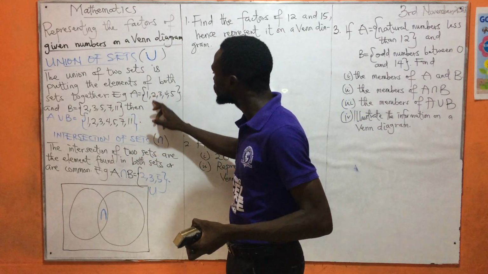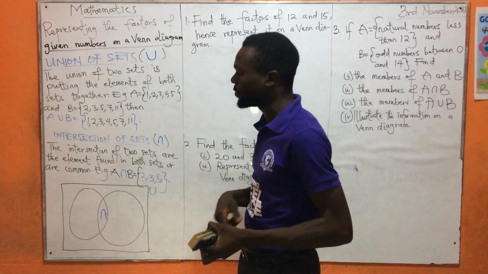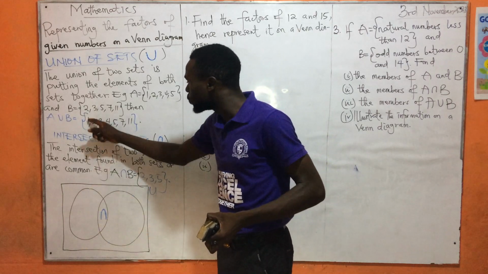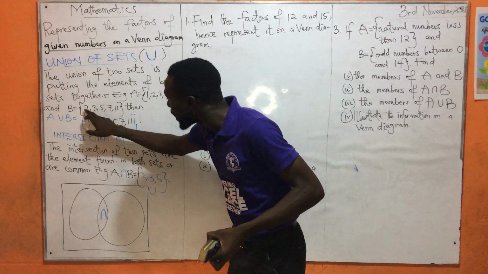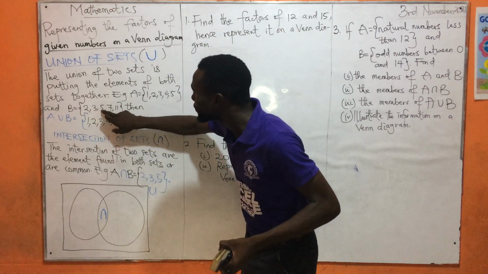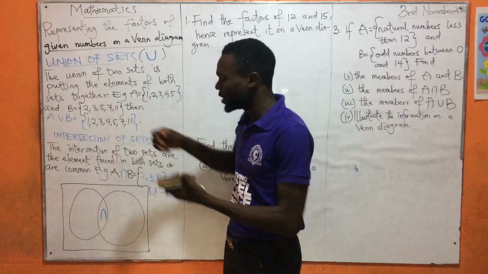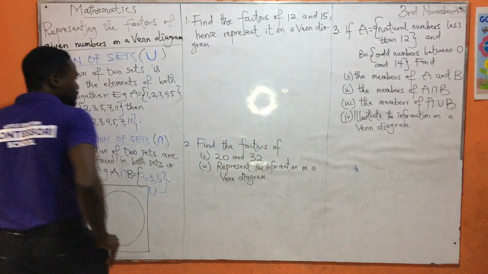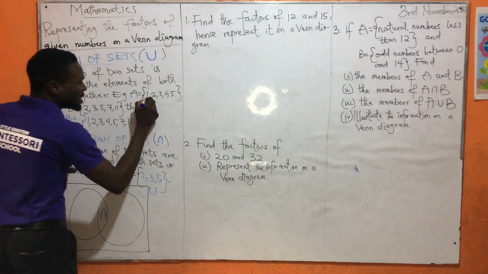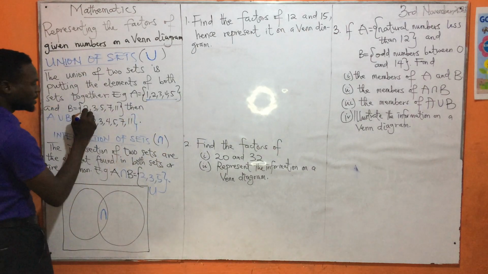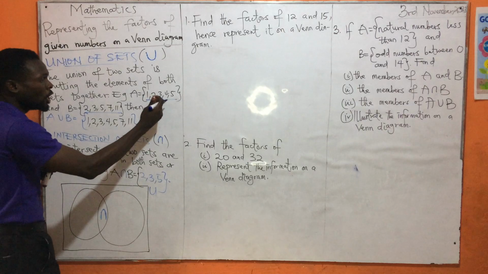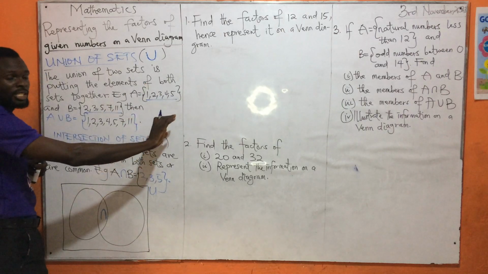You have 1, 2, 3, 4, 5. B, you have 2, 3, 5, 7, 11. So this is the set A. Okay, this is what is in set A, and this is what is in set B. So for union, I'm to put them together and arrange it.